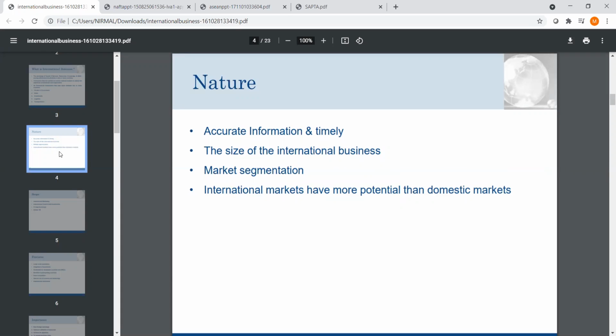Nature: accurate information, timely, the nature of international business, the size of international business, market segmentation. International markets have more potential than domestic markets. So it's one of the natures of IB, international business.